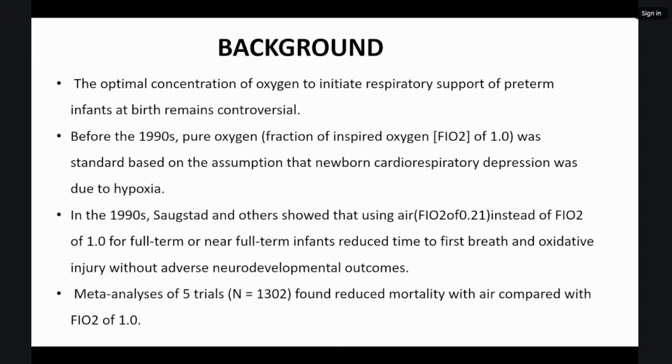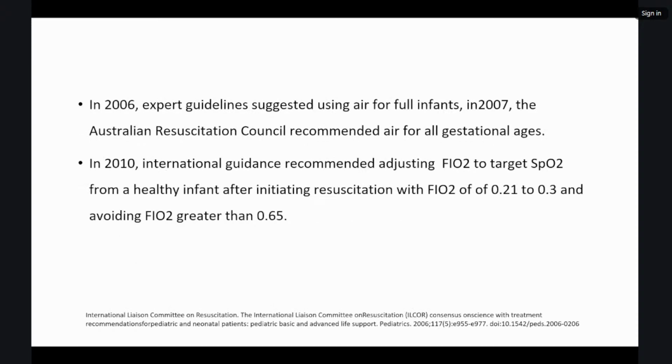In the 1990s came Saugstad and others. They showed that using air, that is 21% oxygen instead of 100% oxygen, for full-term and near-full-term infants reduced the time to first breath and oxidative injury without adverse neurodevelopmental outcomes. So they showed that air can be used for resuscitation. A meta-analysis of 5 trials, including 1302 neonates, found reduced mortality with air compared with an FiO2 of 100%. With this knowledge, in 2006 expert guidelines suggested using air for full-term infants, and in 2007 the Australian Resuscitation Council recommended air for all gestational ages for resuscitation of newborns.